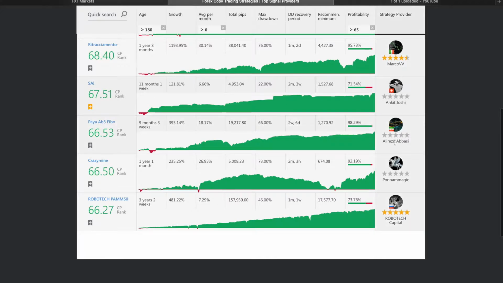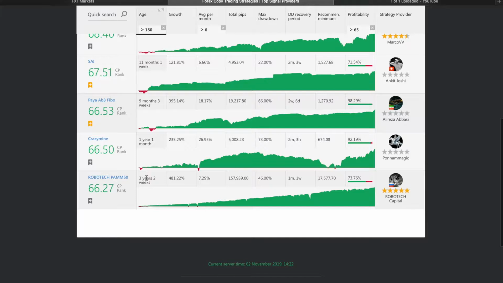This person, Alireza Abbasi, not bad portfolio, 9 months, almost 400%, 18% average monthly, 19,000 pips being traded, 66% drawdown. So by just looking, I believe this drawdown is from the early beginning of this trader, and the past 6 months have been having a good graph. So I'm just gonna look at his portfolio. By the way, it has 98% chance of winning, which is really high.